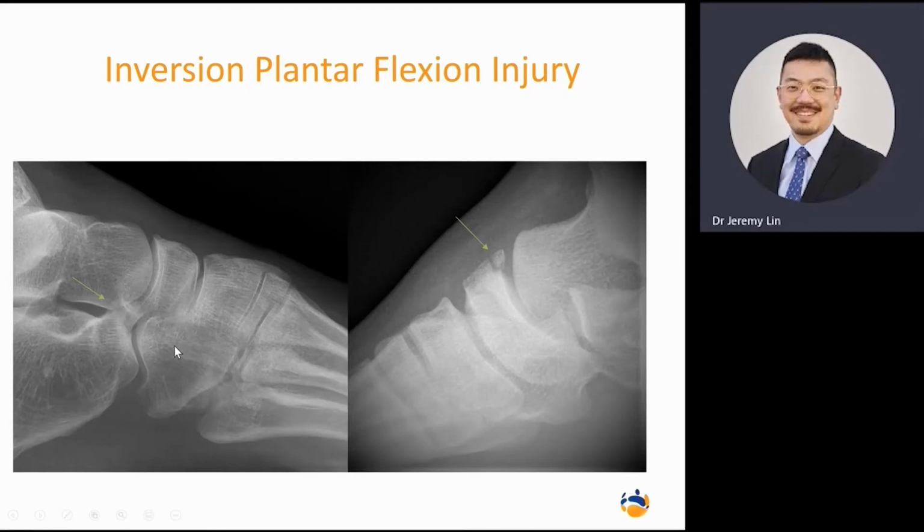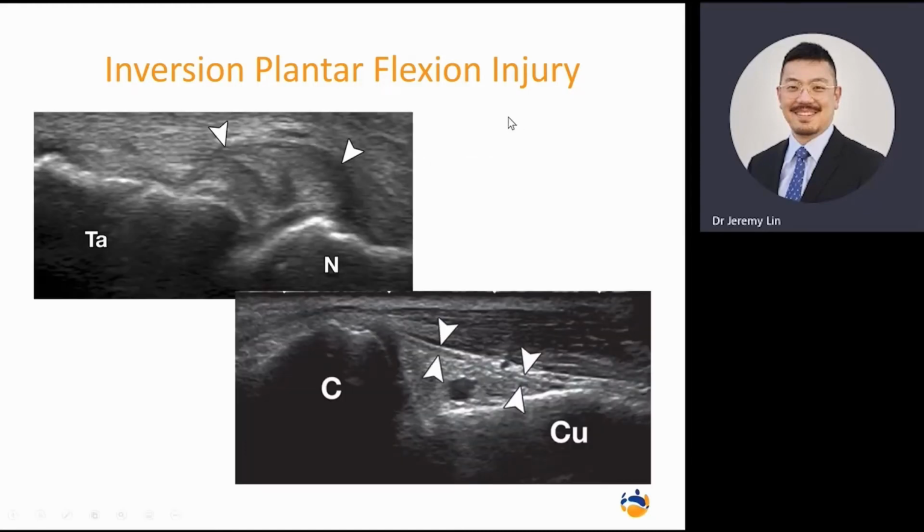In this kind of injury, it would be highly suspicious that there is an underlying ligamentous injury, and we would be recommending an MRI. On the right-hand side, you see an avulsion fracture involving the dorsal navicular, and that would mean that there is probably an injury involving the dorsal talonavicular ligament, and any other associated injuries would be better assessed with MRI.